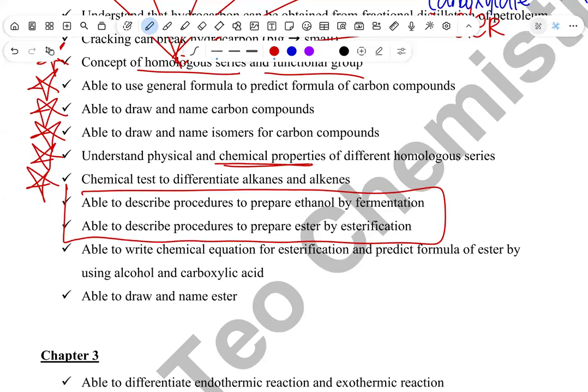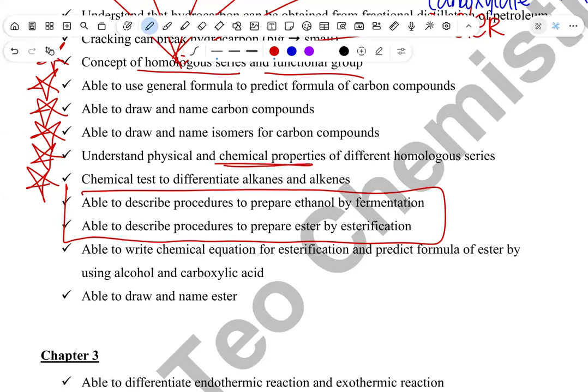Yeah, to make it pure. So all these things we learned before. And also, I think I also taught you all this year how to prepare ester, right? How to design an experiment to prepare ester. Yeah, carboxylic acid mixed with alcohol, what to do? Yeah, all these things. So sometimes they may ask you to describe these things.